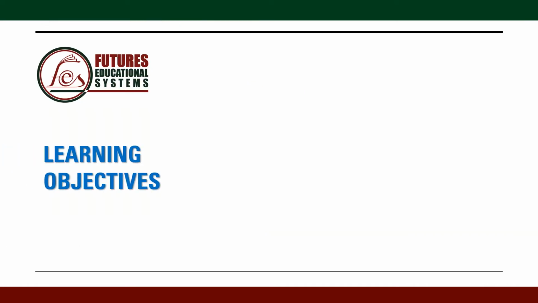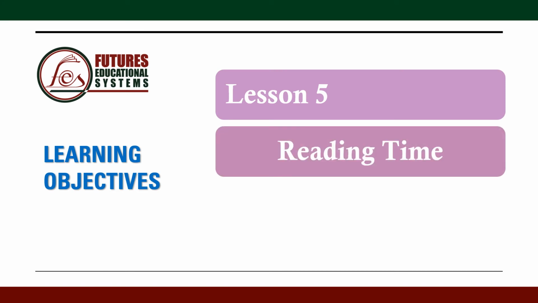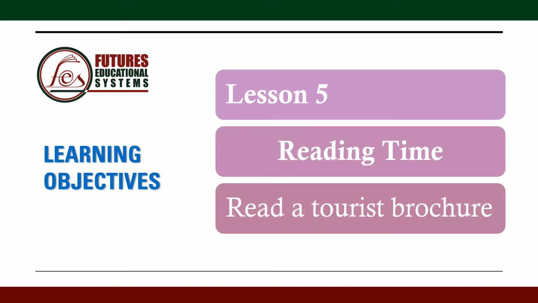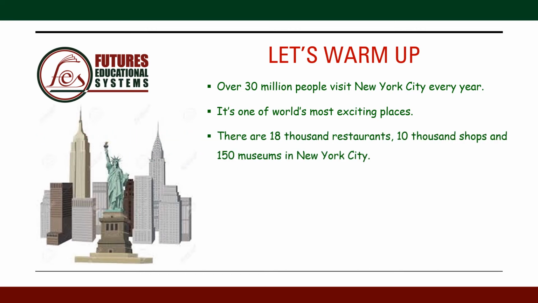Now let's move to lesson 5, and we're going to start with the learning objectives. And this is the reading time. We're going to read a tourist brochure. Let's warm up first. This is New York City. Over 30 million people visit New York City every year. It's one of the world's most exciting places.